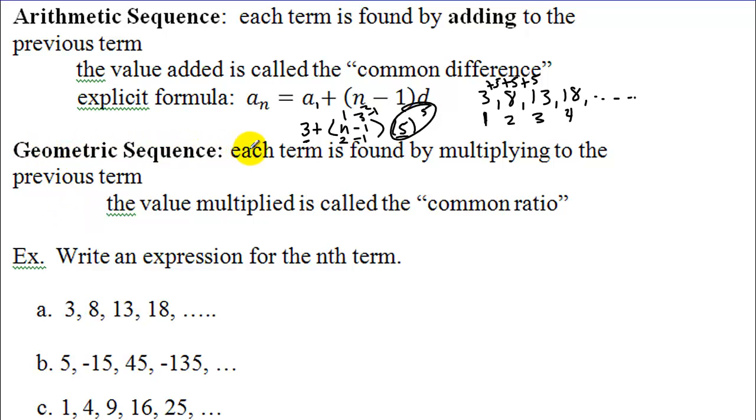A geometric sequence, each term is found by multiplying to the previous term. The value multiplied is called the common ratio.